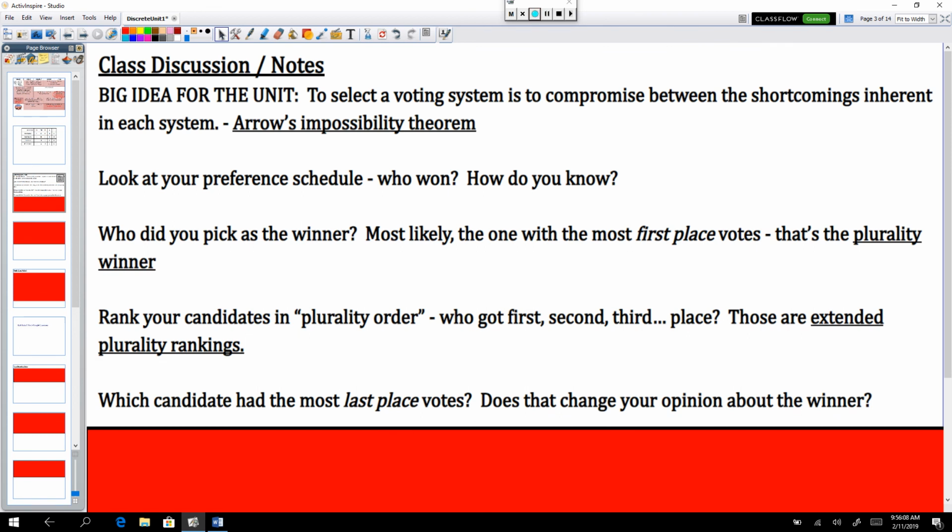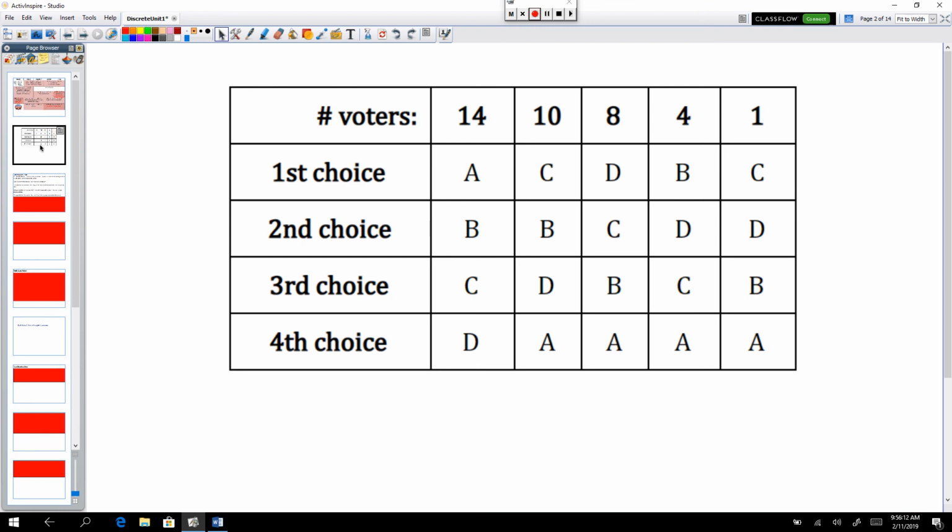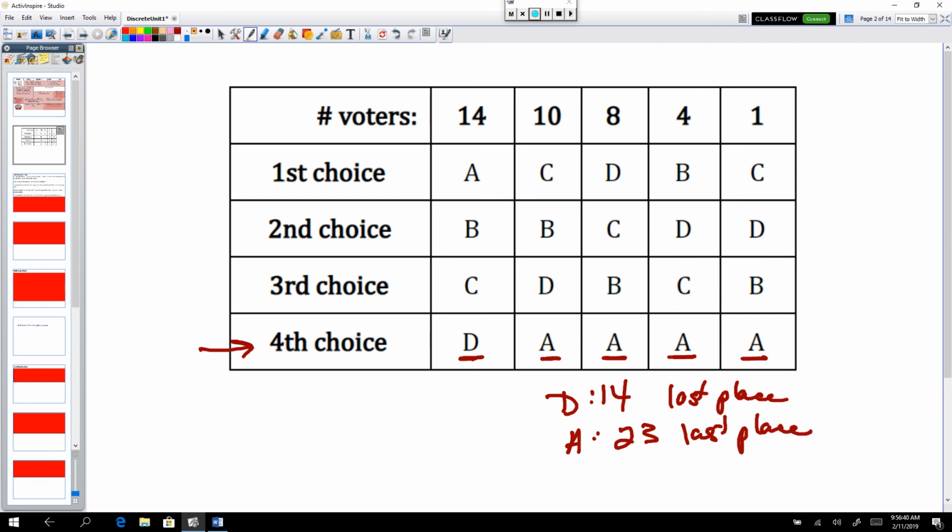Let's look at which candidate had the most last place votes. Dave has 14 last place votes. Alicia has 10 plus 8, that's 18, plus 4, that's 22, plus 1, 23. So Dave has 14 last place, and Alicia has 23. Does that change our opinion about the winner? You may have said Alicia was the winner because she had the most first place votes, but she also has the most last place votes. So this is a point of interest when we're doing plurality.